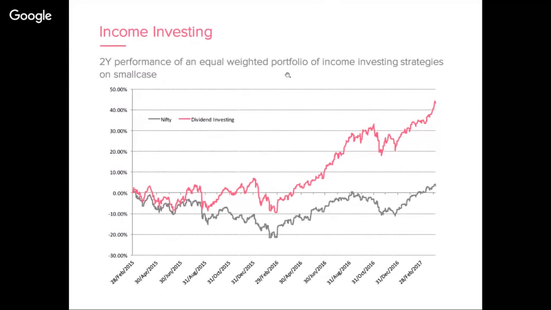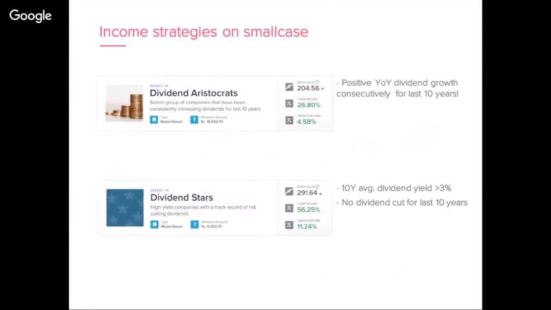Now let's look at the example of income investing strategies that are available on the platform. The first one is the dividend aristocrat. This is a very wonderful smallcase which selects the top 10 companies which have been increasing their dividend payouts constantly for the last 10 years. That is, for every single year consecutively for the last 10 years, they have increased the amount of dividend that they are paying to their shareholders.